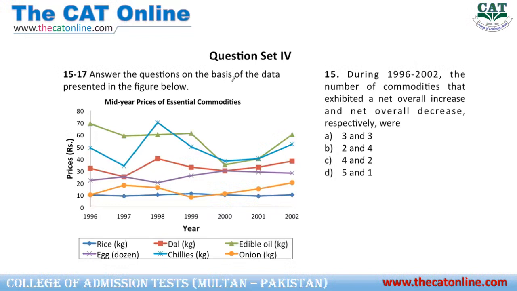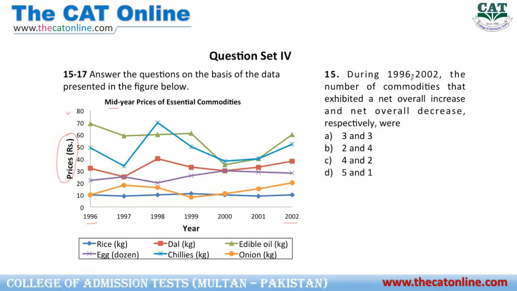Answer the questions on the basis of the data presented in the figure below. So we have price on this y-axis, 10, 20, 30, 40, 50 till 80. The data points represent the mid-year prices of essential commodities. So I have the years on the x-axis, 96 till 2002. What are the essential commodities? We have rice, egg, dal, chilies, edible oil, and onion. Let's look at the first question.